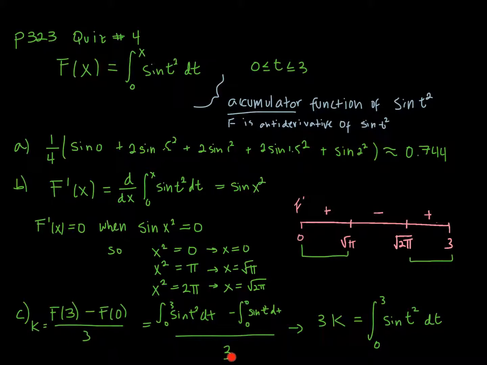And then I can multiply by 3 on both sides to have 3k equals the definite integral from 0 to 3 of sine of t squared dt. And what this tells me is that if I multiply the average value of my function, sine of t squared, times 3, that will give me the area underneath it from 0 to 3.